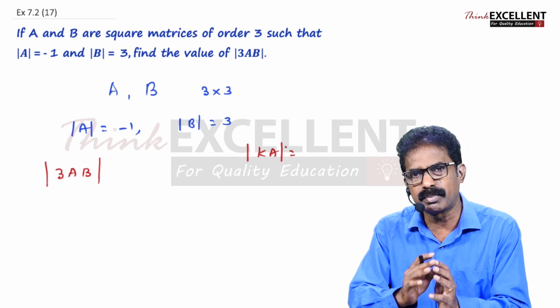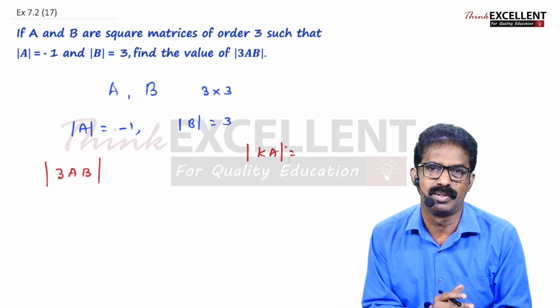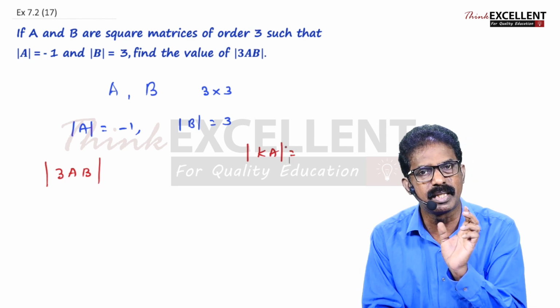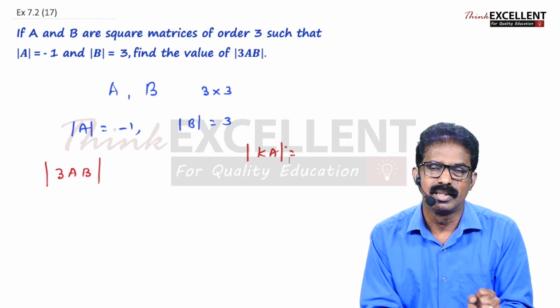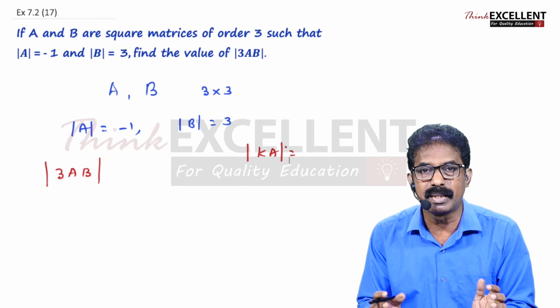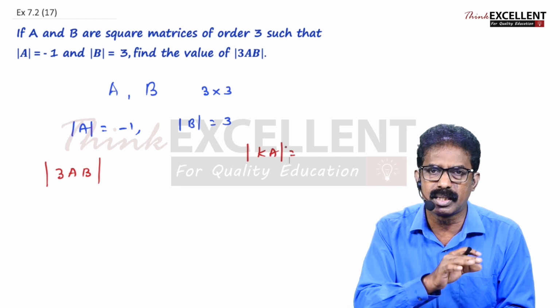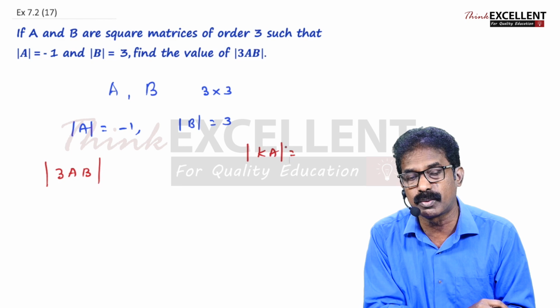In a matrix, if something is common in all the elements, you take it out. But in a determinant, if something is common in any one row, you can take it out. Suppose it is a 3 by 3. From the first row, you can take one element outside. Second row, you take one element. Third row, you take one element.